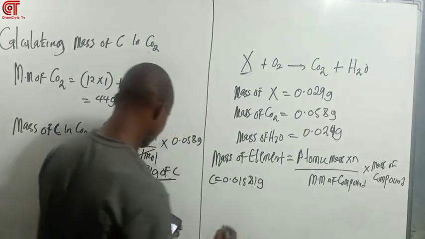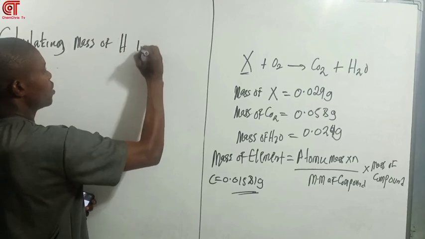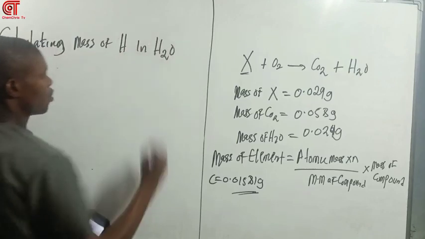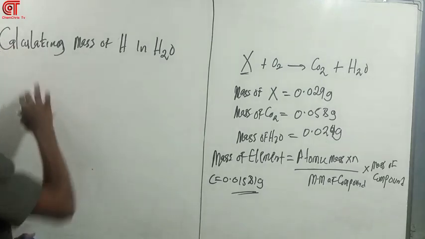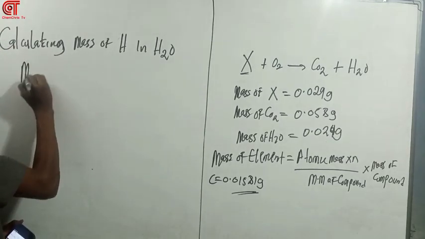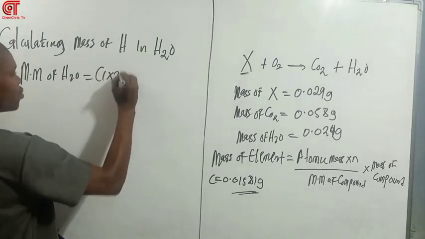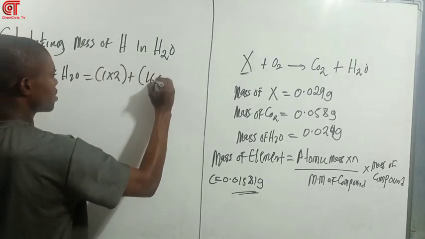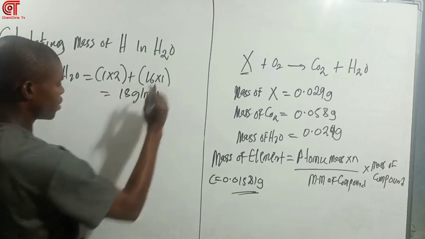0.01581 gram. So because I'm going to make it on this one here, the mass of H in H2O. So the molar mass of H2O will be 1 times 2 plus 16 times 1, which gives 18 gram per mole. Do you get that?